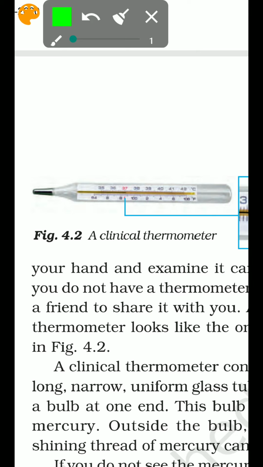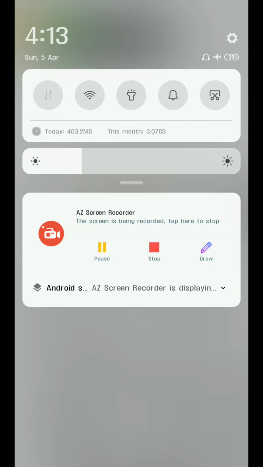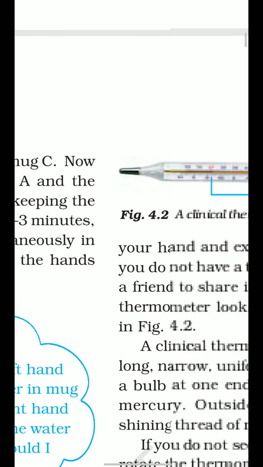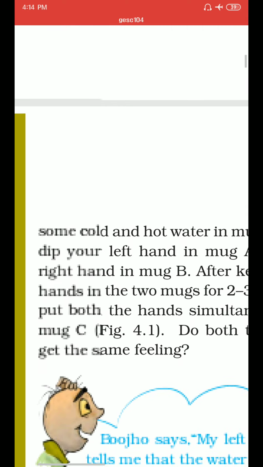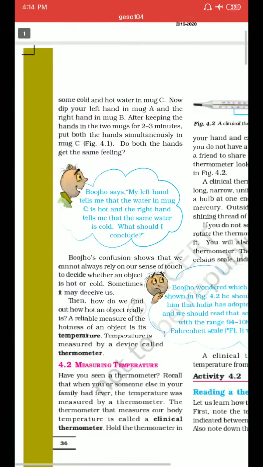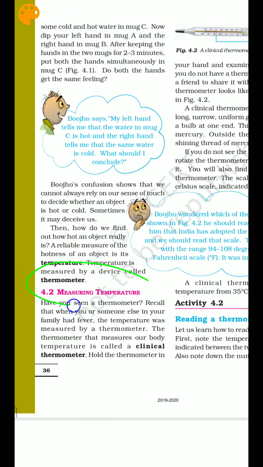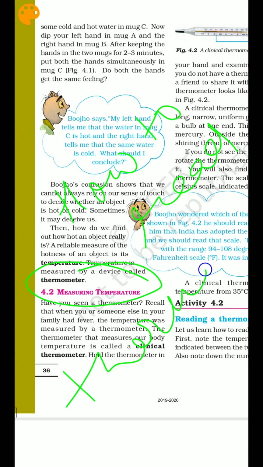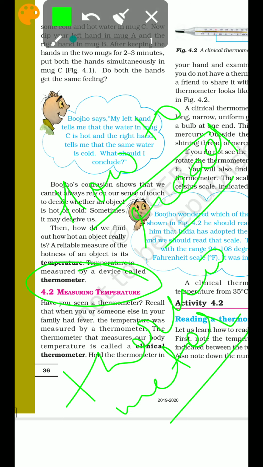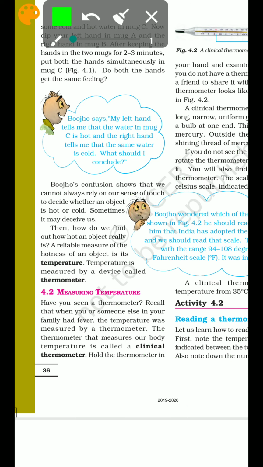Now the next important thing that we are going to study is measuring the temperature, as well as how to read a thermometer. Students, how can we read the thermometer when we measure the temperature of any body?